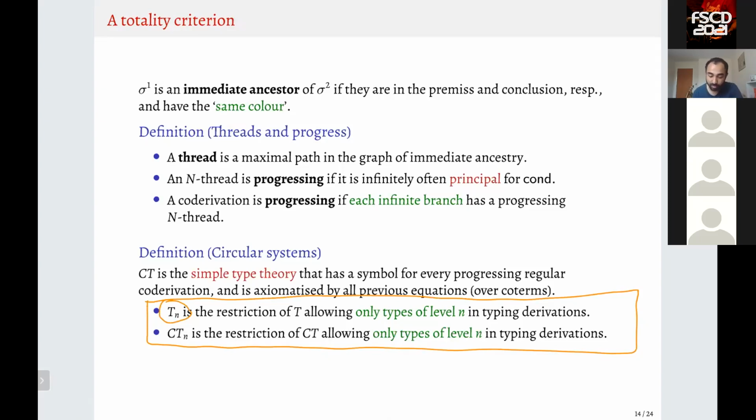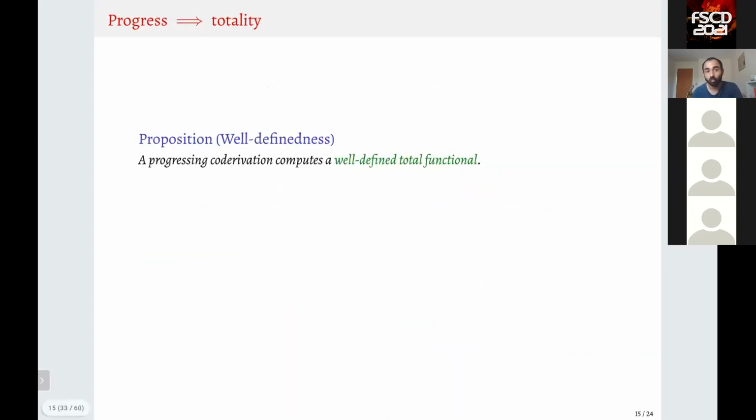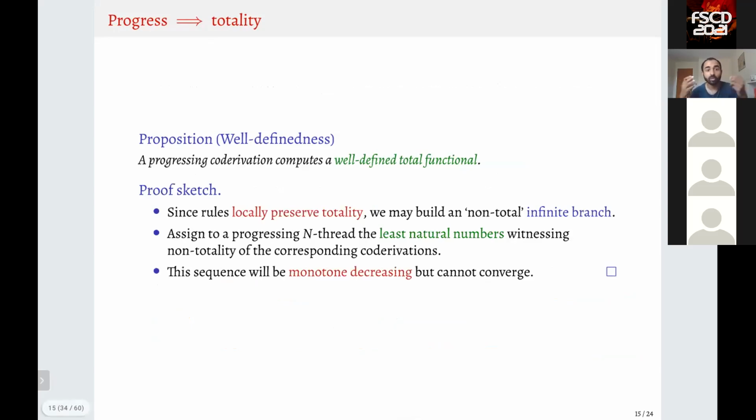And then one thing before we continue is we better state what we claimed and prove it. A progressing co-derivation computes a well-defined total functional. Now, I won't be able to go through the whole proof, but the idea is very simple and it abounds in cyclic proof theory at large. The general idea is we know that locally each rule preserves a good property, in this case, well-definedness of functions. And so by contraposition, if we assume the conclusion of a co-derivation is not well-defined, we can build an infinite branch of non-well-defined functions.